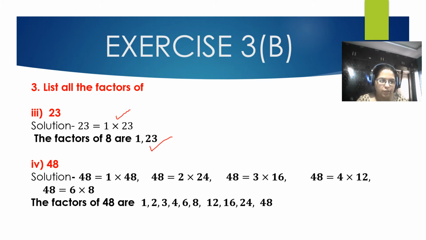Fourth bit 48. We multiply 1 with 48, we get 48. We multiply 2 with 24, we get 48. We multiply 3 with 16, we get 48. We multiply 4 with 12, we get 48. We multiply 6 with 8, we get 48. So factors of 48 are 1, 2, 3, 4, 6, 8, 12, 16, 24 and 48.